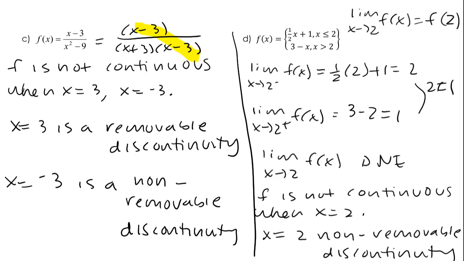And then let me ask you this question, how do we know it's non-removable? Well, nothing factored out, right? If you look up here, this was removable, they factored out. We don't have any of that going on, and that's how we know. Okay, so that is continuity. I'm looking at the rest, and it looks like we're dealing with just some extra examples. So that got us through continuity.